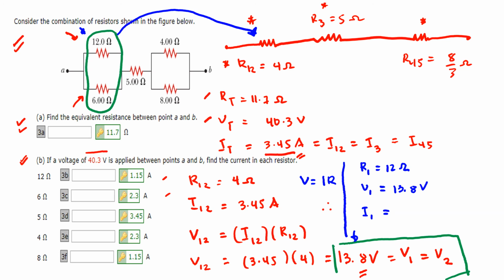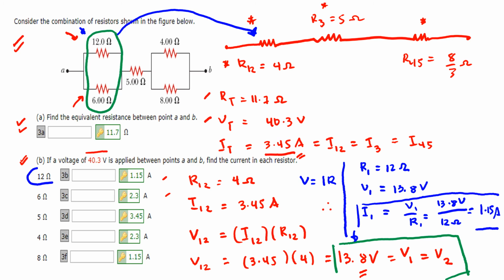That is just equal to V1 over R1, and that would be 13.8 volts divided by 12 ohms. That is equal to 1.15 amps. So this is our current across the 12 ohm resistor, and that is the answer over here.